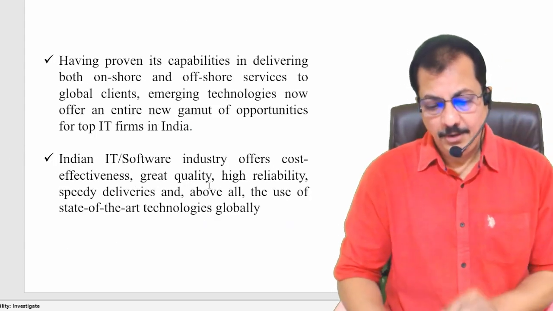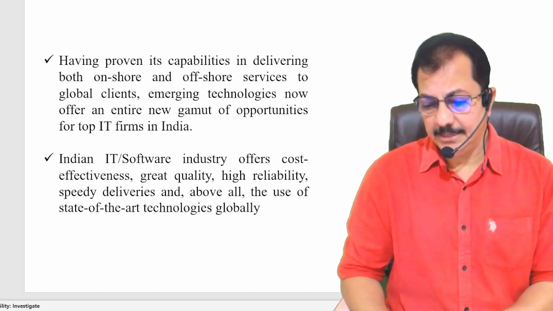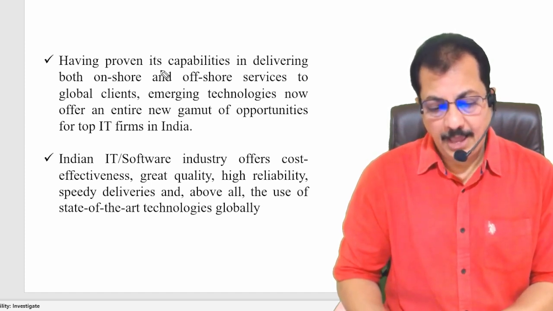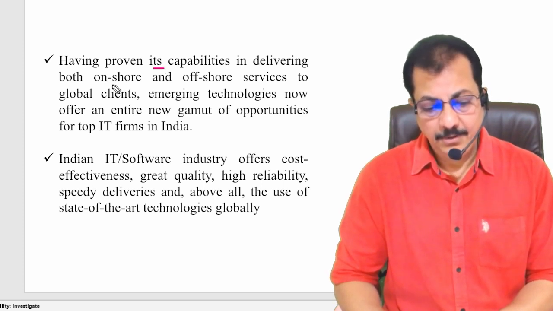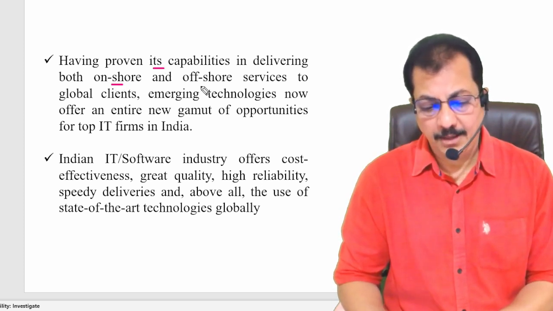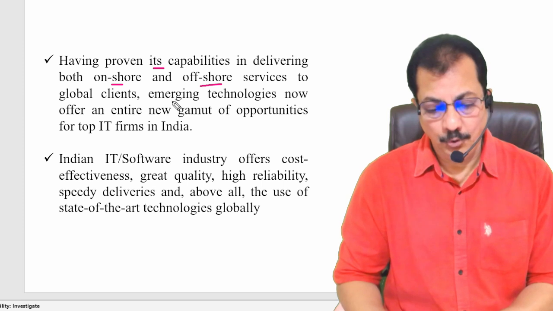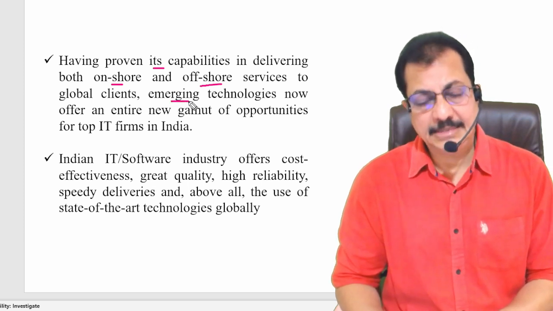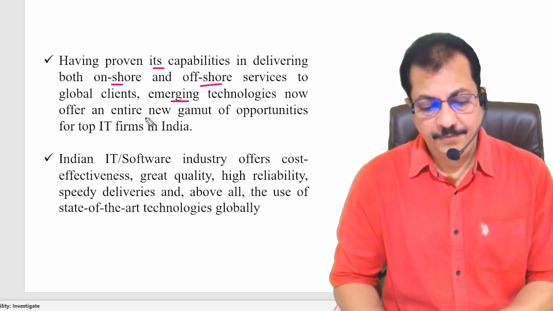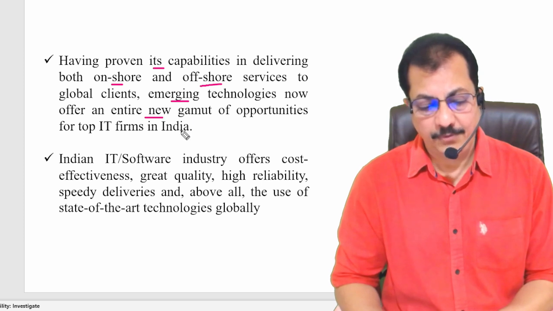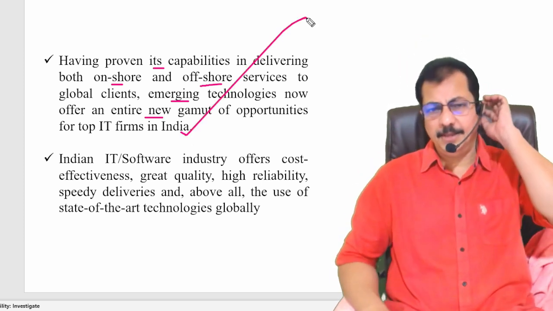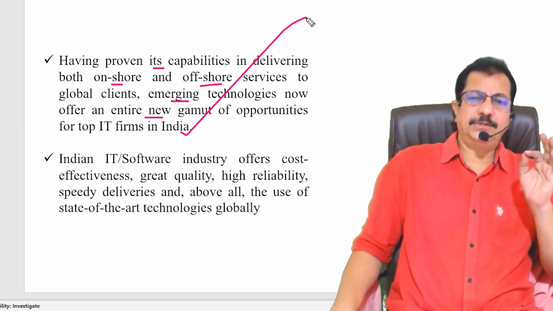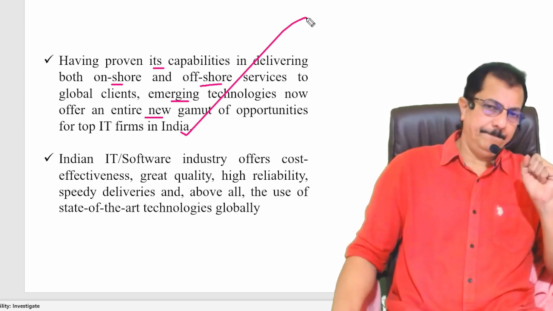Next, look at this. India has the capabilities, having proven its capabilities in delivering both onshore and offshore services to global clients. Emerging technologies now offer an entire new gamut of opportunities for top IT firms in India. That is the reason why large offers, large projects are coming to India.